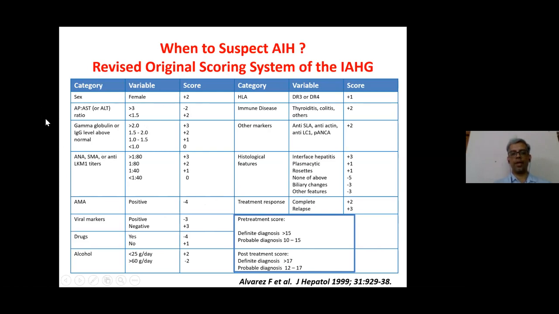female with a hepatitic type of picture with an elevated AST as compared to alkaline phosphatase, elevated gamma globulin or IgG, positive autoantibodies, negative viral markers, drugs, alcohol, a suggestive histology, other markers in the form of other autoimmune markers, associated immune diseases, and a treatment response. And once you add up all the values of the individual scores, you come to a value which may give you a possibility whether your patient has autoimmune hepatitis or not.